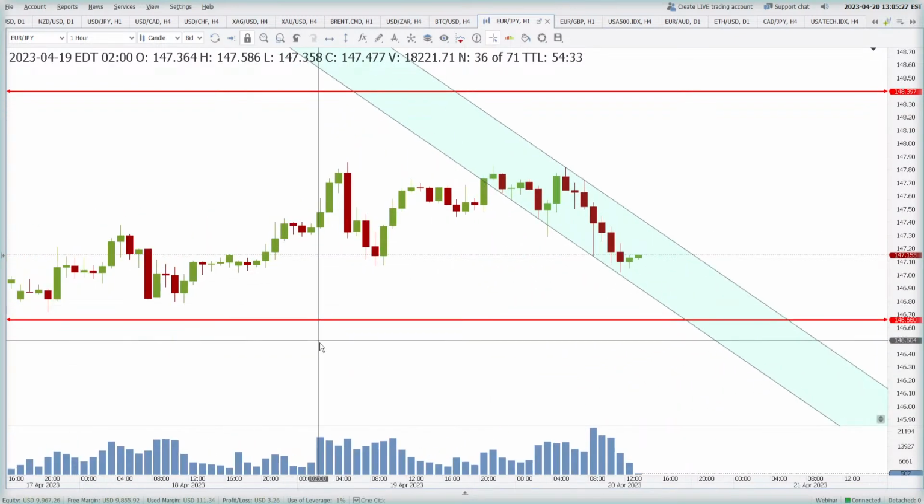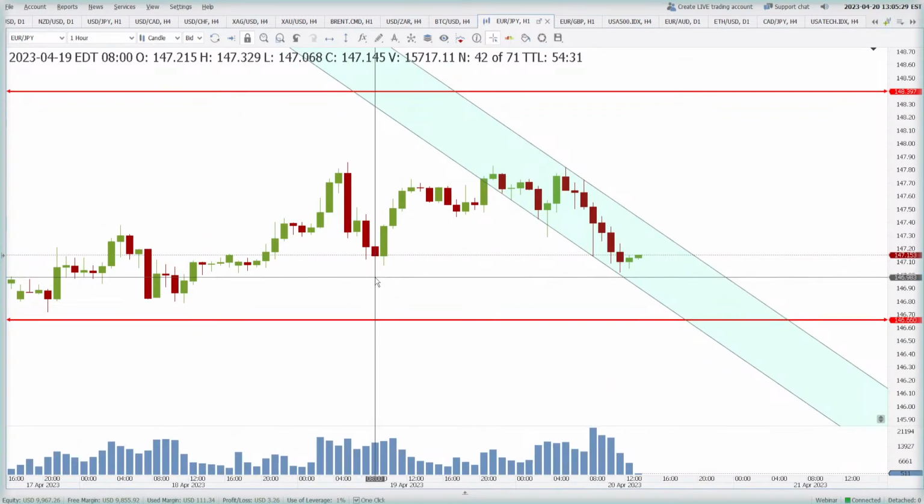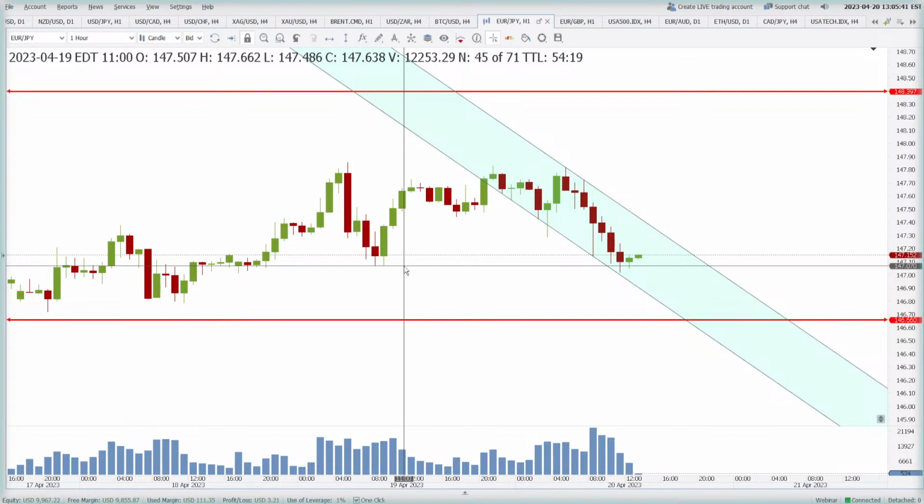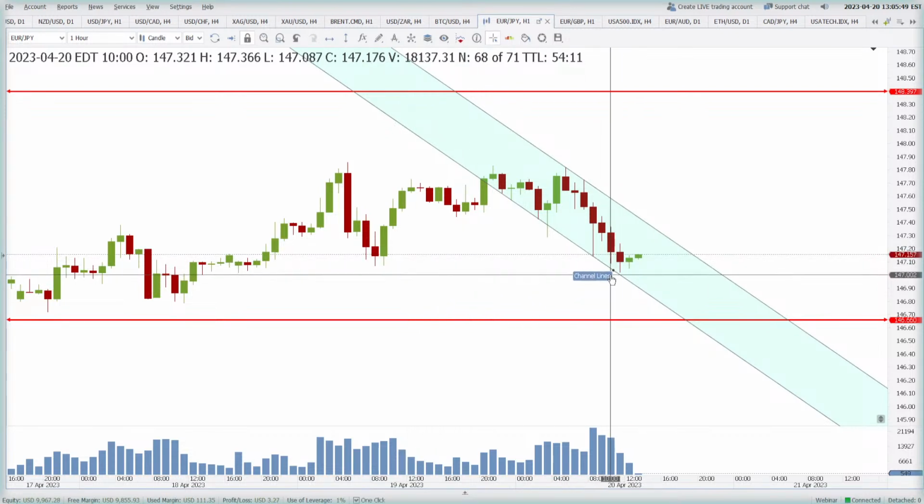Why would you keep 147.08 as your stop loss? Because the low was 147.06. Your stop loss should be below 147.06. How can this be 147.08? On what basis did you keep that stop loss? On the basis of this 1 hour candle?